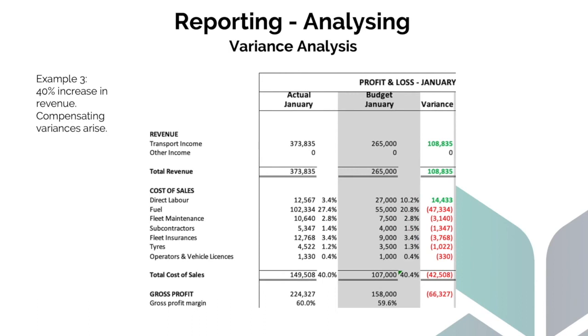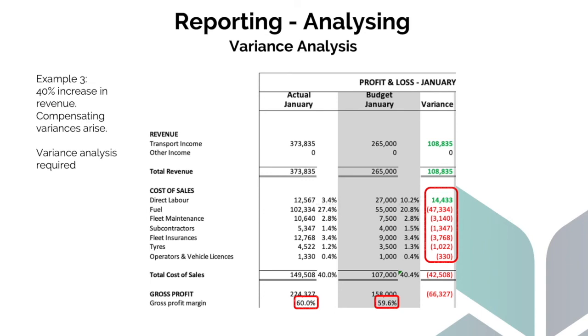So let's look at example 3. 40% increase in revenue. So it's exactly the same from a revenue point of view. We expected to do 265, we've done 374, 108,000 up. However, there is variance analysis required on this one. The reason I'm saying that is, on balance, there's a 40% increase in sales and a 40% increase in roughly variable costs. However, we've got some compensating variances. We know they're compensating because, again, the gross profit margin is unaffected. It's roughly where it should be. 59.6 budgeted, 60% achieved. So that's pretty much where we want it to be.